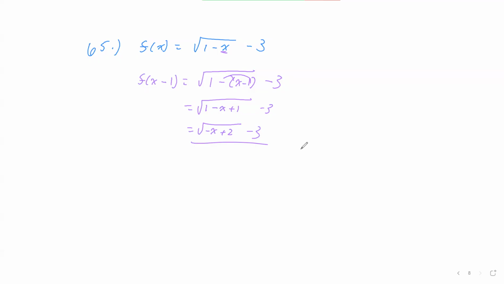All right, so I feel like that's some good examples there. Let's try to make it a little bit harder. Let's look at number 70. 70 says f of x equals 6x squared minus 7x plus 3, but you're asked to find f of x plus h minus f of x over h.